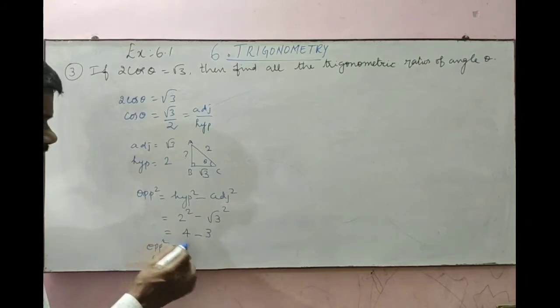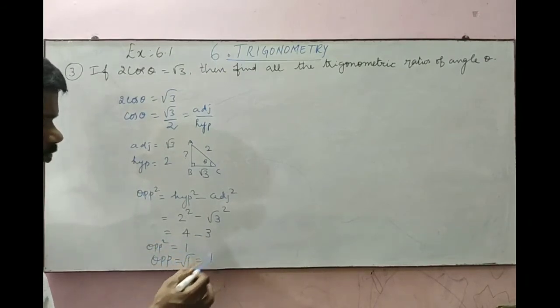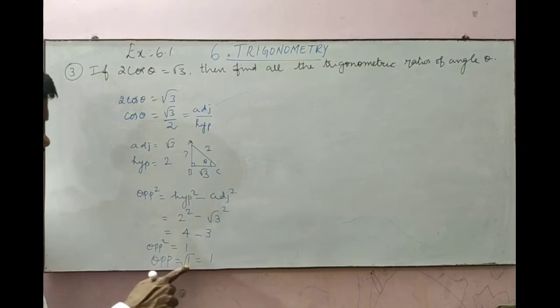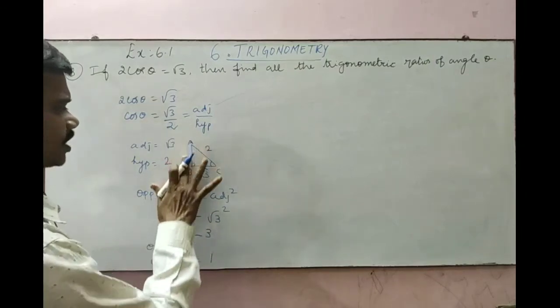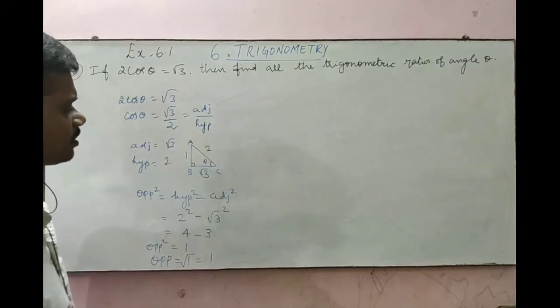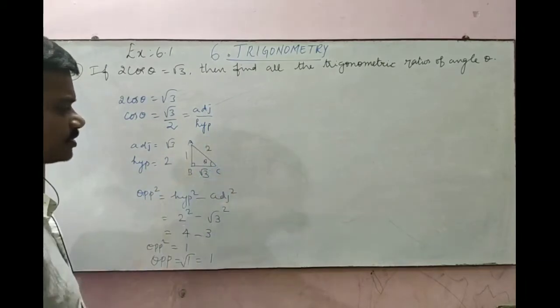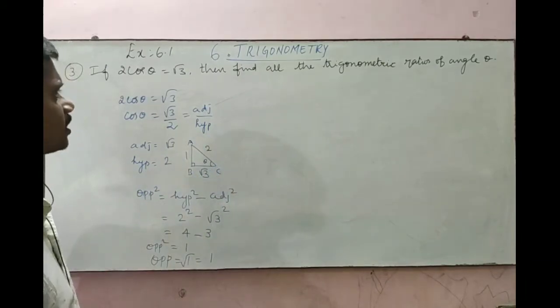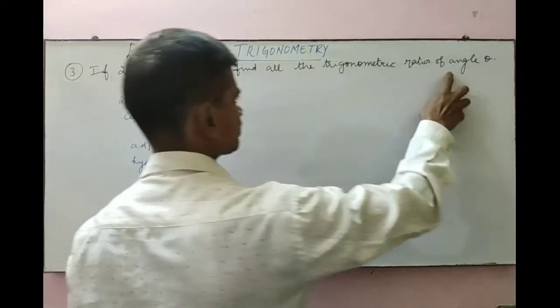1 square means square on the side position root. The root of 1 is 1. So the opposite side is 1. So the value of this side is 1. So now you get the value of 3 sides in a triangle. Now you can write all the trigonometric ratios.